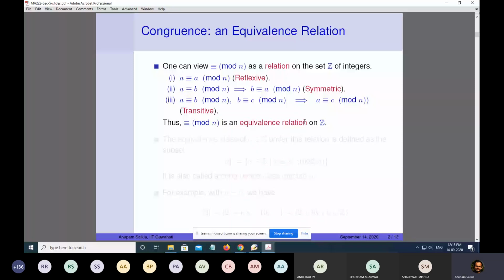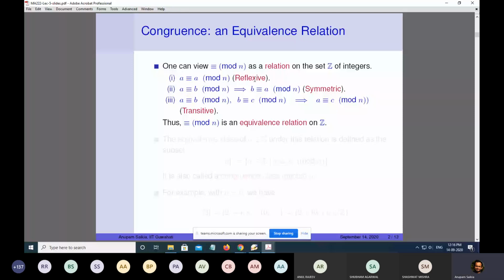Okay. It's always good to have an equivalence relation on a set. Later in group theory also we'll see. Here we are just talking about congruence, and we are seeing that it is reflexive, symmetric, and transitive. So in later group theory, you will actually see that by using equivalence relations, we will be deducing a lot of properties.